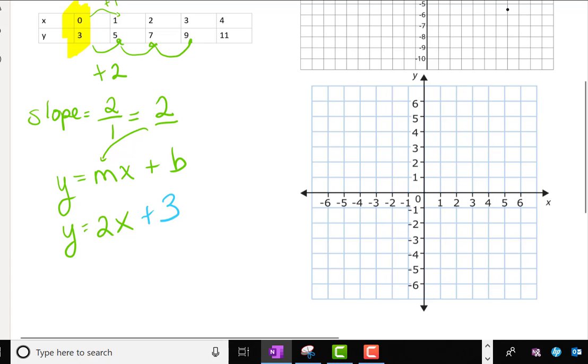Again, if you got confused, you could always graph this. So my first ordered pair is 0, 3, right there. Then 1, 5, and 2, 7. If you draw that line in, there's the line we're talking about. It's not a very pretty line, but it's there. You can see that the slope goes up 2 and over 1. So your slope is 2 over 1. And your y-intercept is that point right there. That's what you're going to be doing.